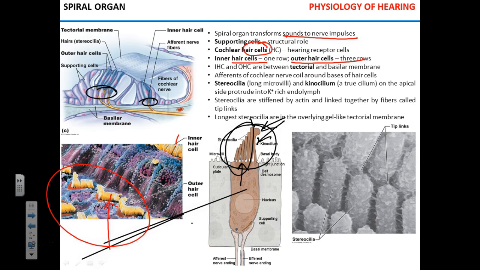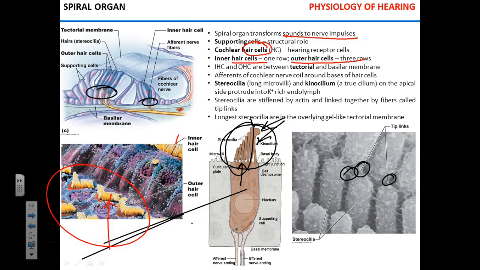Stereocilia are linked together by fibers called tip links. What it means is, if my fingers are stereocilia, think about this: they're stereocilia, and if they are linked together, if one bends, others bend too. Does that make sense? If they all link together, one bends and others bend towards it too. Okay?